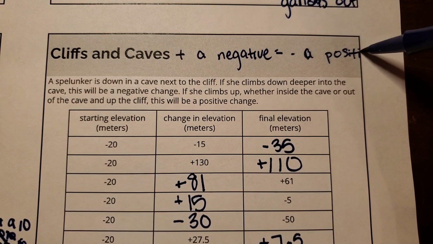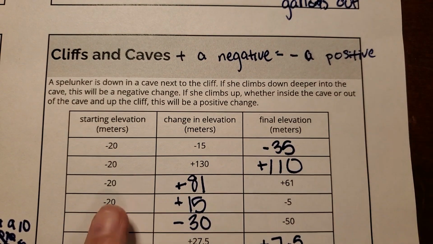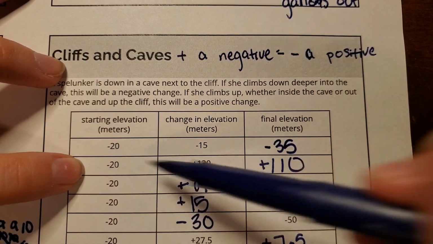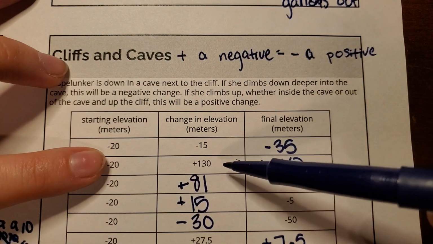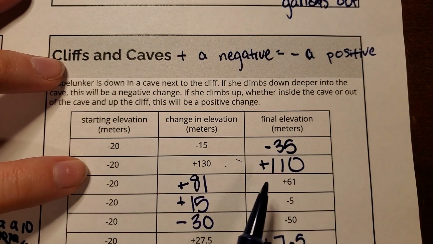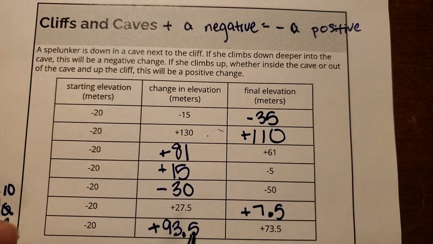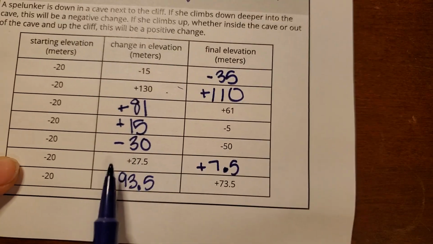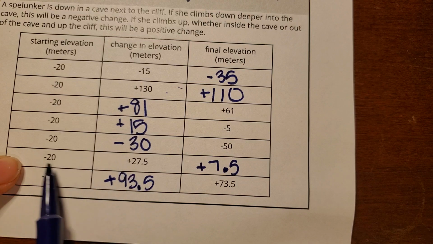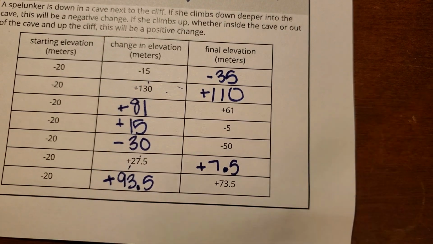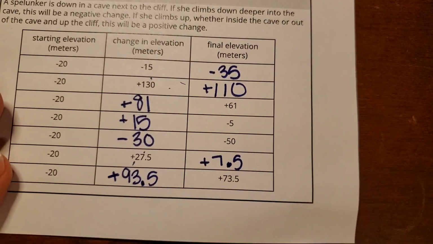So we see that a few times, and we see that right here. When we add a negative, when we add these two, it's like subtracting a positive. This is like 130 minus 20. And again, we see that down here. 27.5 minus 20 gives us that 7.5. Now, that only works when it's our change in elevation and we know our starting elevation.